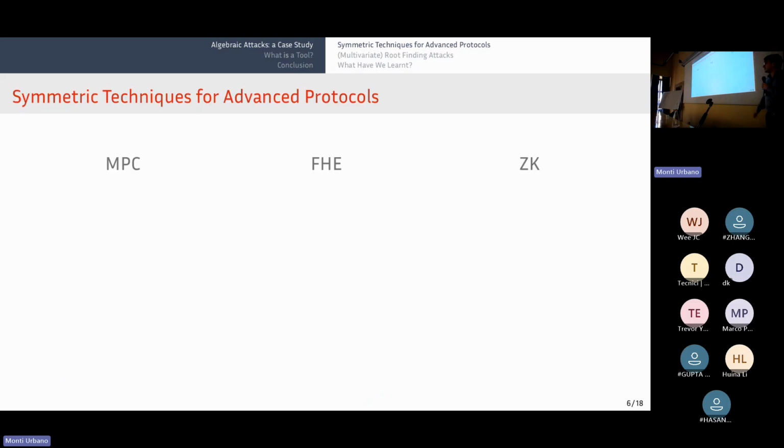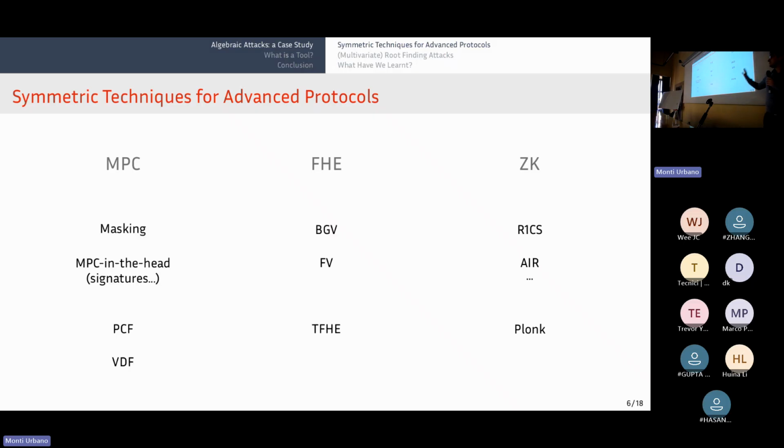So I'm just going to quickly go over, because I really want to emphasize that this arithmetization stuff can be very broad. So you have these 3 families of protocols, MPC, FHE, ZK, that I have lumped in this category of advanced protocols, whatever that can mean. And so these are some of the protocols, or the primitives, that fit in these categories.